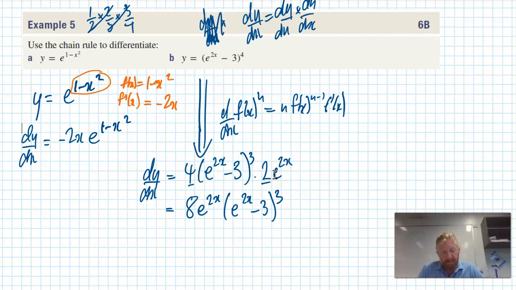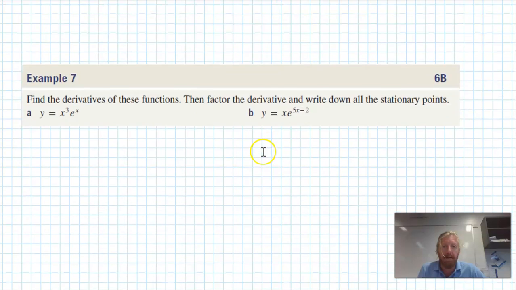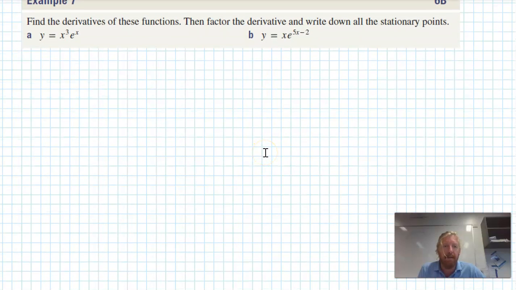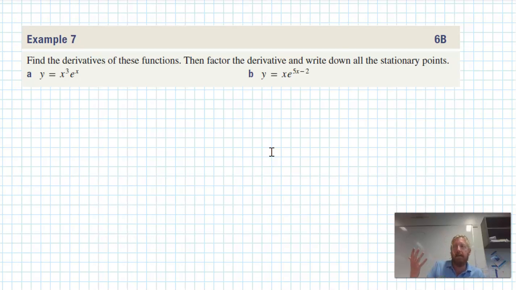Next, what have I got? Find the derivatives of these functions, then factor the derivative and write down all the stationary points. So we're just going to do the exact same thing that we did with integration. We're going to have to sketch these, a whole bunch of different stuff. But let's just start practicing. This is setting us up for integration, by the way.